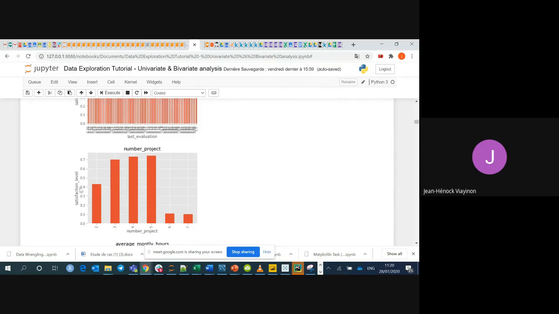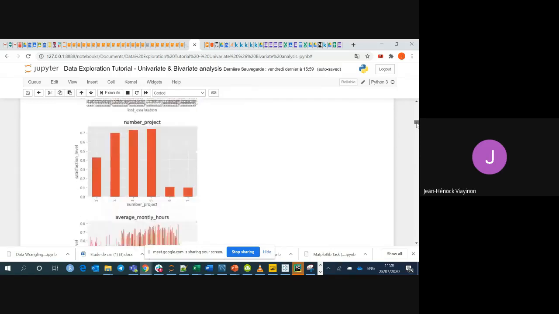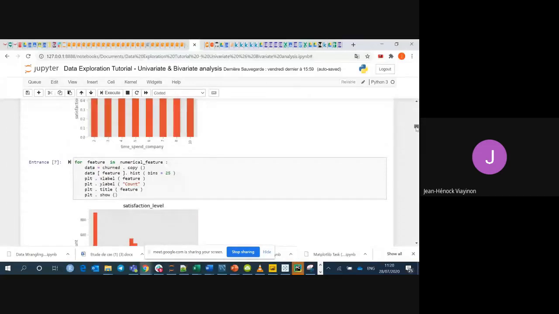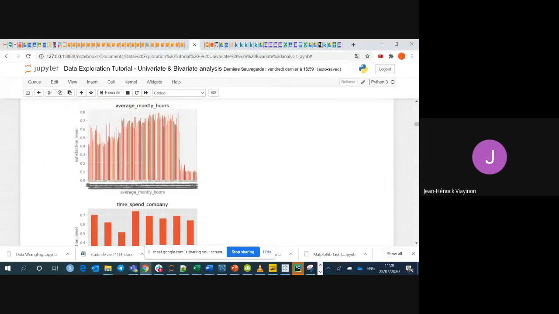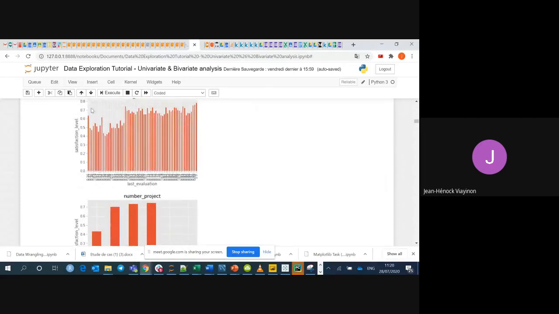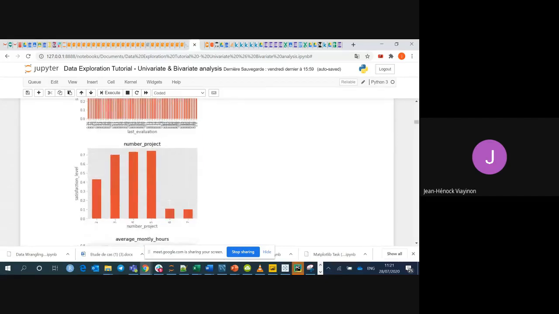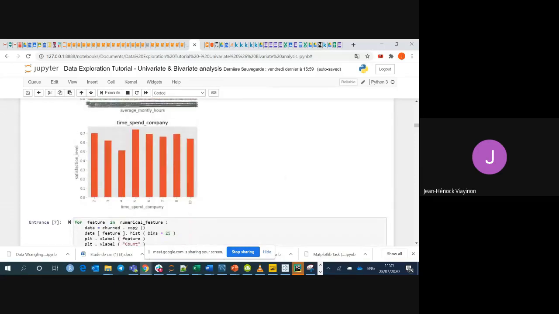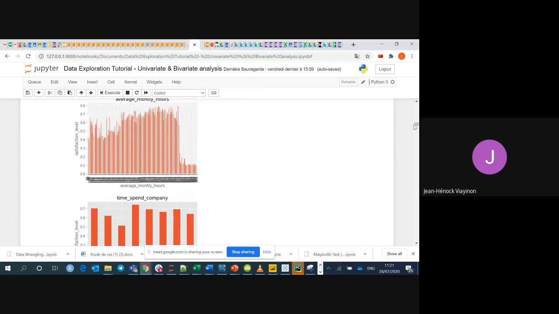So I start exploring using bivariate analysis. Maybe I should have done the univariate part before this bivariate part, but it's fine. I'm just giving you an idea, and in your challenge you will see yourself how to organize. So it's a kind of bivariate analysis, satisfaction level versus all the other quantitative variables, giving something like histograms and bar plots, just to give you an idea of how you can explore.